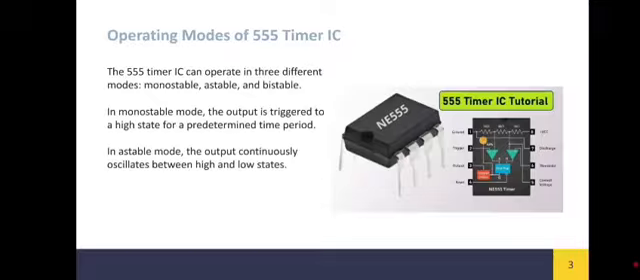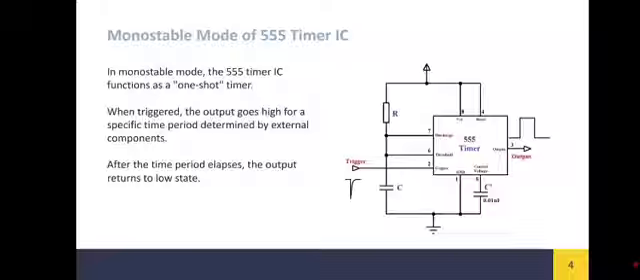In monostable, the output remains high for a predetermined period after receiving a trigger. In astable, the output continuously oscillates between high and low states. In bistable, the output has two stable states and changes only when triggered. Let us now study each operating mode individually, starting with the monostable mode.